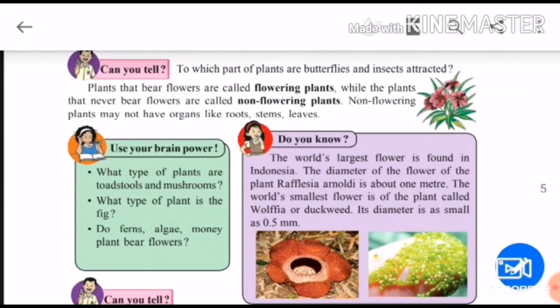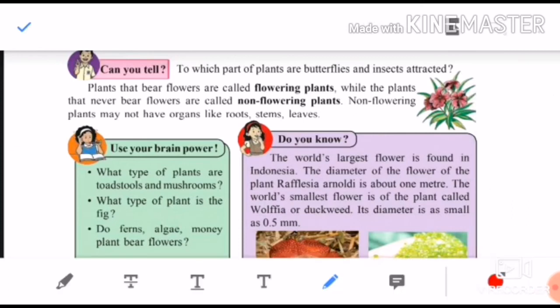Can you tell to which part of plants butterflies and insects are attracted? Children, definitely flowers. Butterflies flit around the flowers. Yes or no? So plants that bear flowers are called flowering plants. And the plants which do not have flowers on them are called non-flowering plants. So this is the third classification of plants.